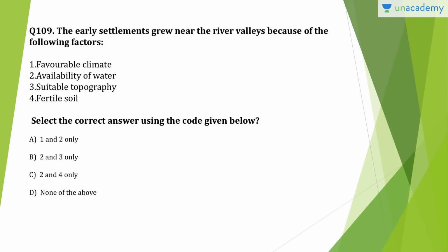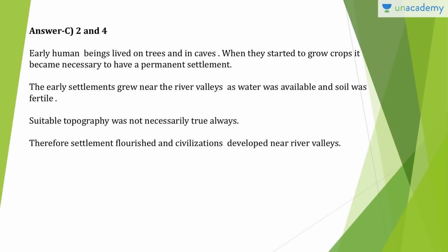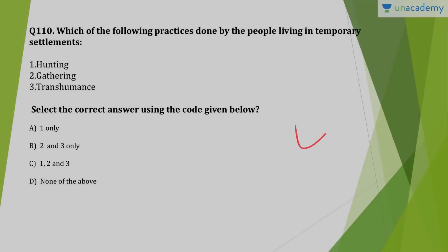Okay, so early human beings lived on trees, and when they started to grow crops, it became very much necessary that we have a permanent settlement. And the early settlements you will see grew near the river valleys, as water was available and soil was fertile. Suitable topography was not necessarily true always, and therefore settlements flourished and civilization developed near the river valleys. So answer here is C, that is 2 and 4.